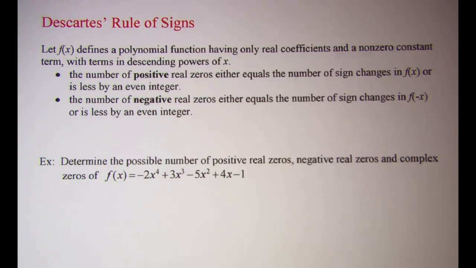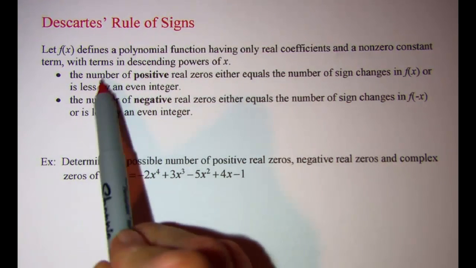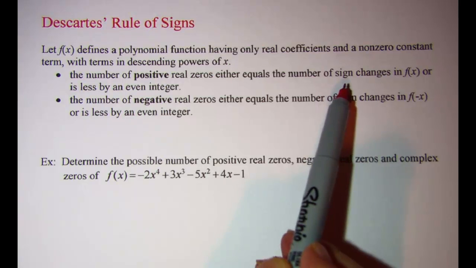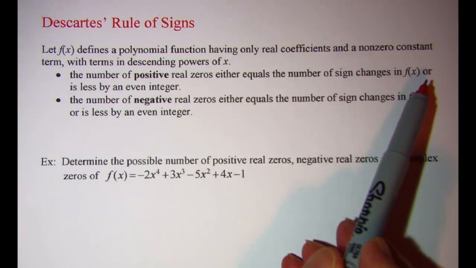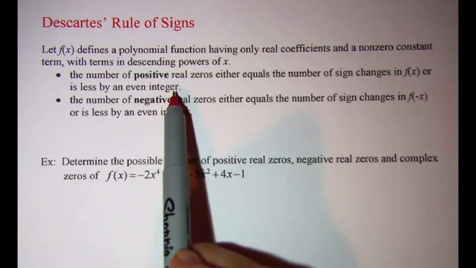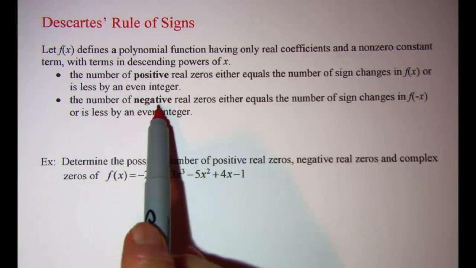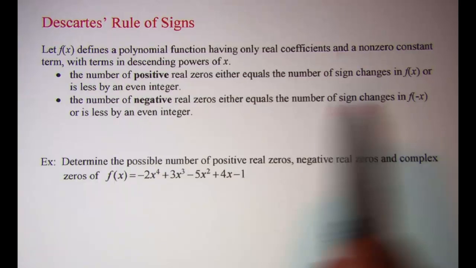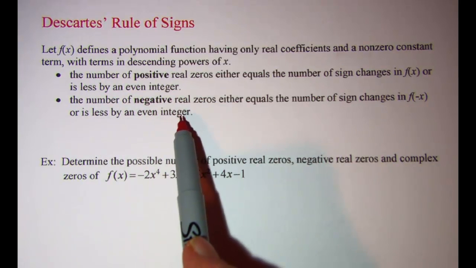In this video, we'll be looking at a polynomial function and determining the possible number of positive, negative, and complex zeros using Descartes' rule of signs. Descartes' rule of signs says that the number of positive real zeros is equal to the number of sign changes in f of x, or is less by an even integer. The number of negative real zeros is equal to the number of sign changes in f of negative x, or is less by an even integer.